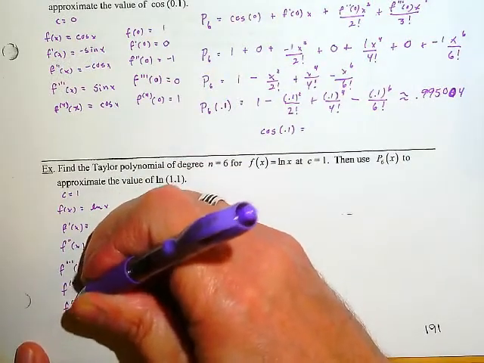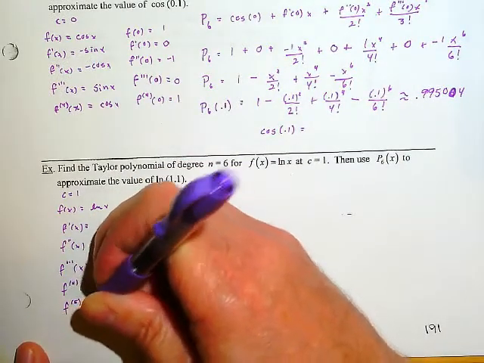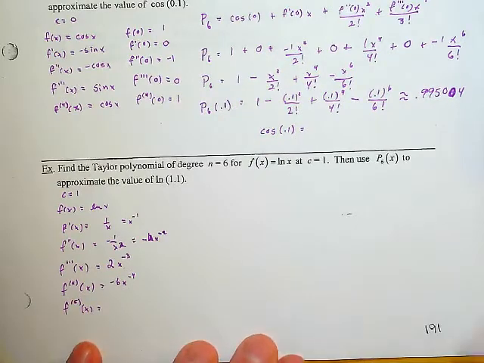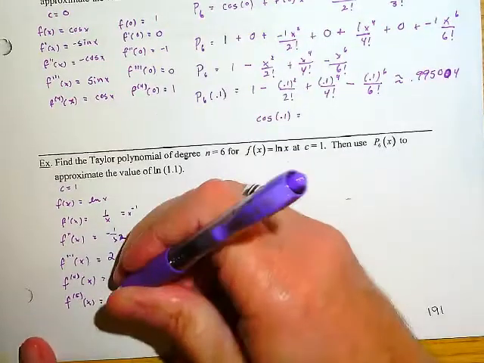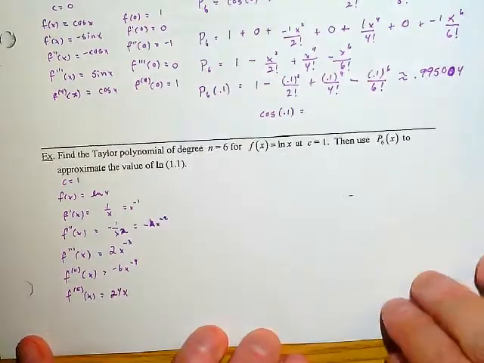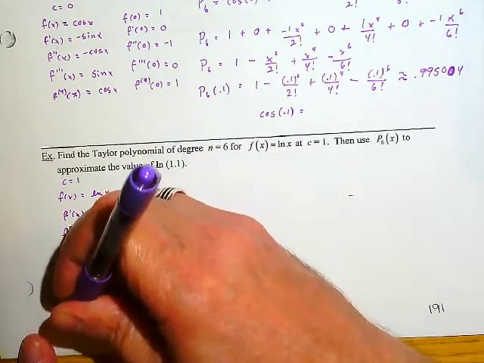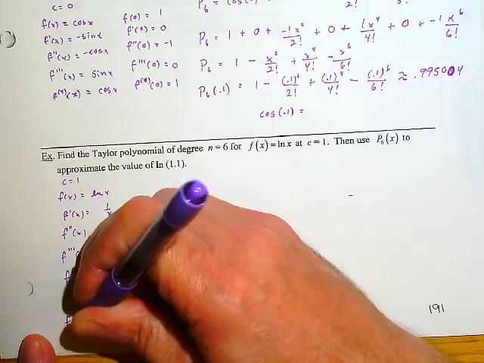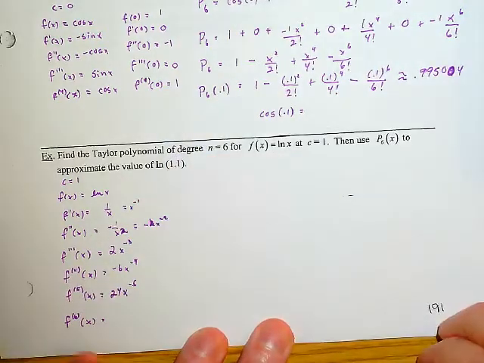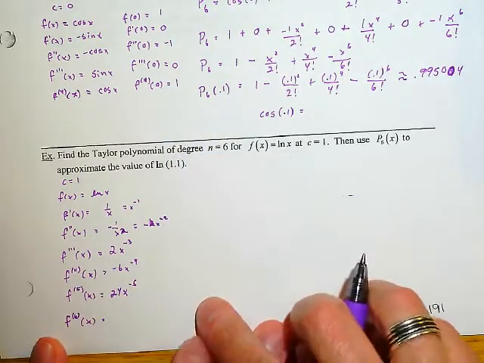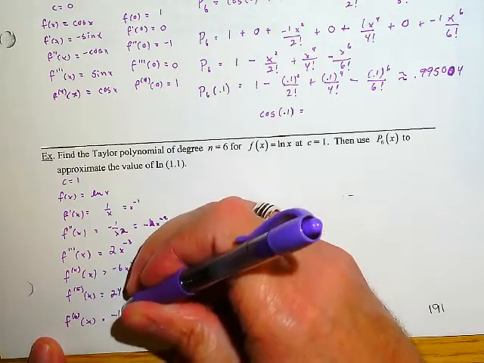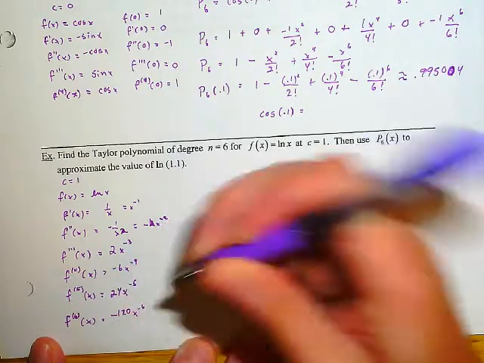And the fifth degree derivative, or the fifth derivative of this, so we can take this derivative again and again and again, that's going to be 24 x to the negative 5. And the last one, the sixth derivative here of our log function, is negative 5 times 24, negative 120, x to the negative 6th.